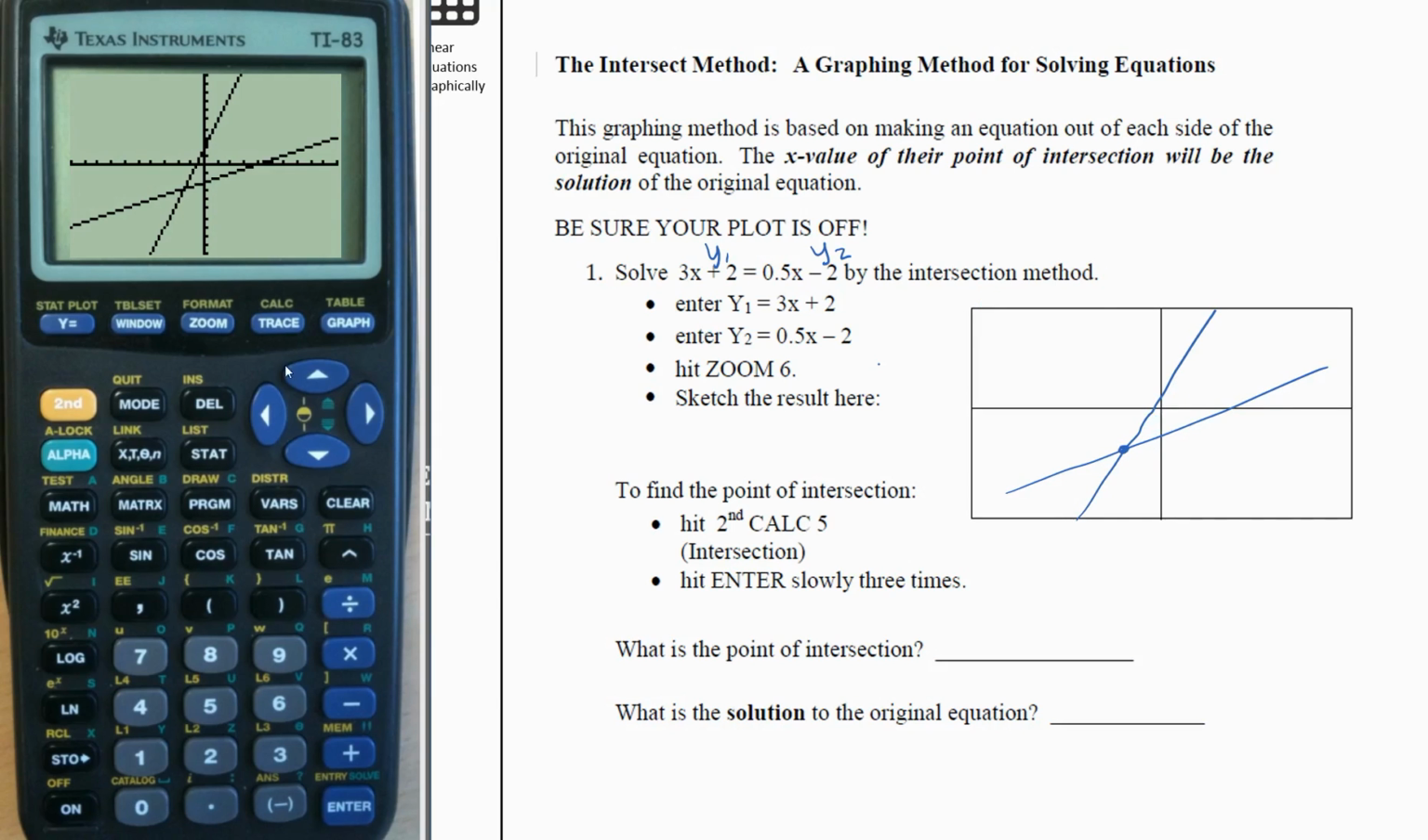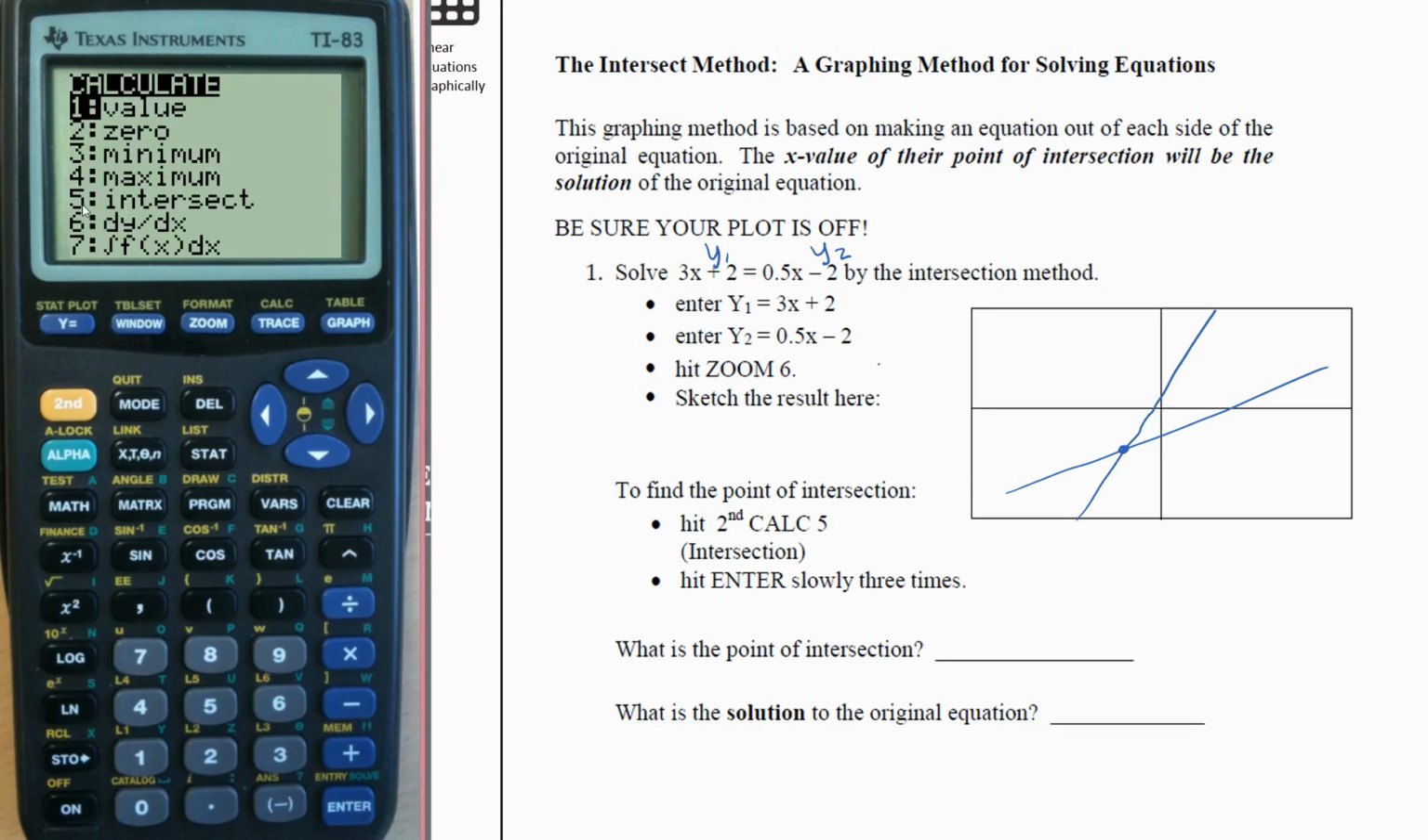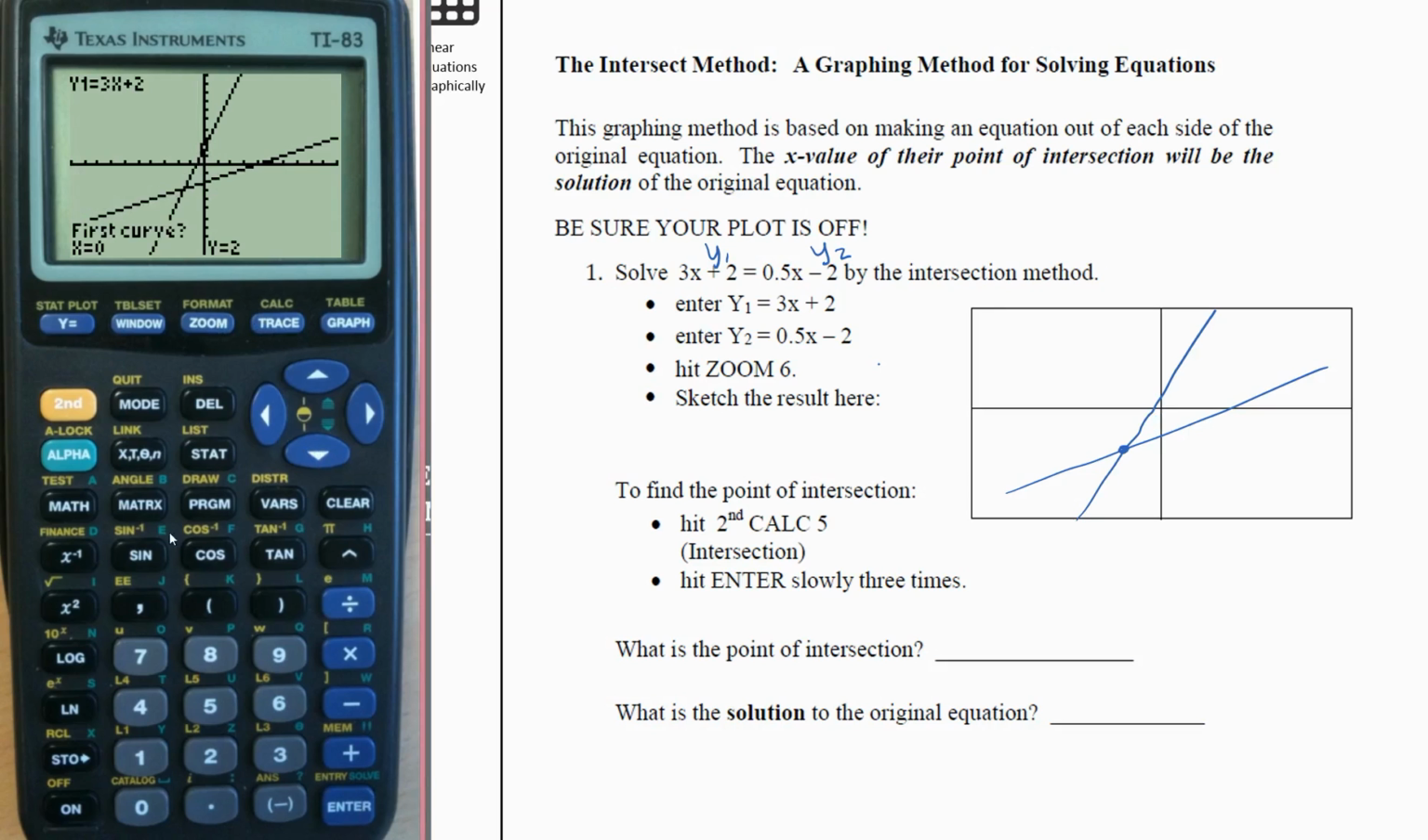Now to find that, we're going to hit second calc, and you'll see number 5 is intersect. So you can go down, or you can just hit the number 5, hit enter. Now it says, are you on the first curve that you're intersecting? Theoretically, you could have lots of things on the screen, so it's just making sure this is the one you want. You hit enter. It'll jump to the next line. You'll say, yep, that's the second one I'm intersecting. It asks for a guess. You can just hit enter, or you can move your cursor toward the intersection, and it will tell you where it intersects. So the point here where it intersects is -1.6, -2.8.